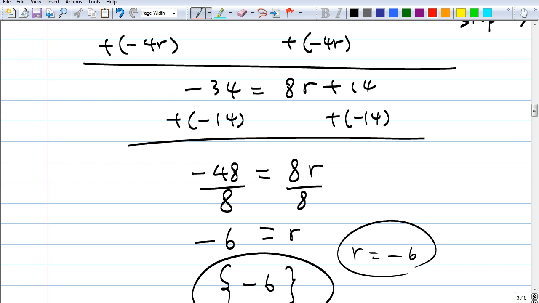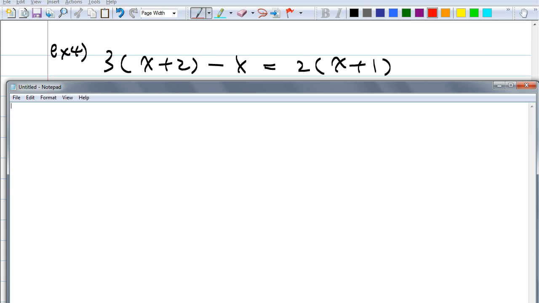Okay, good. All right, here's example 4. Go ahead and write this down. 3 times parentheses x plus 2, close parentheses, minus x equals 2 times parentheses x plus 1. Okay. As a matter of fact, I'm going to have you do this by yourself. Everybody go ahead and try this example 4. Of course, you may ask your group. That's fine. Go ahead, I'll wait.